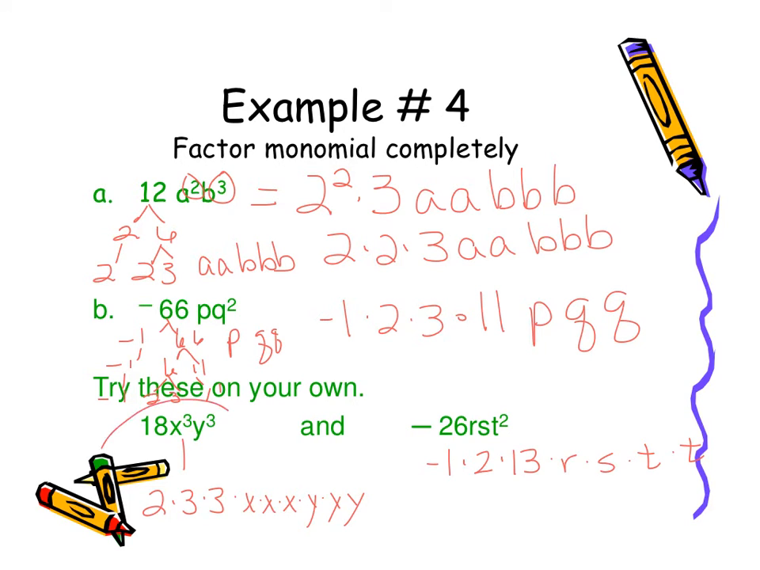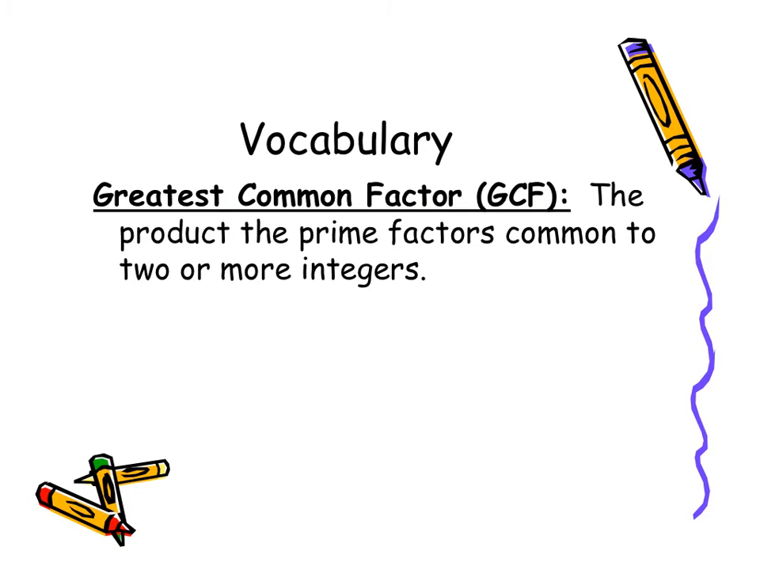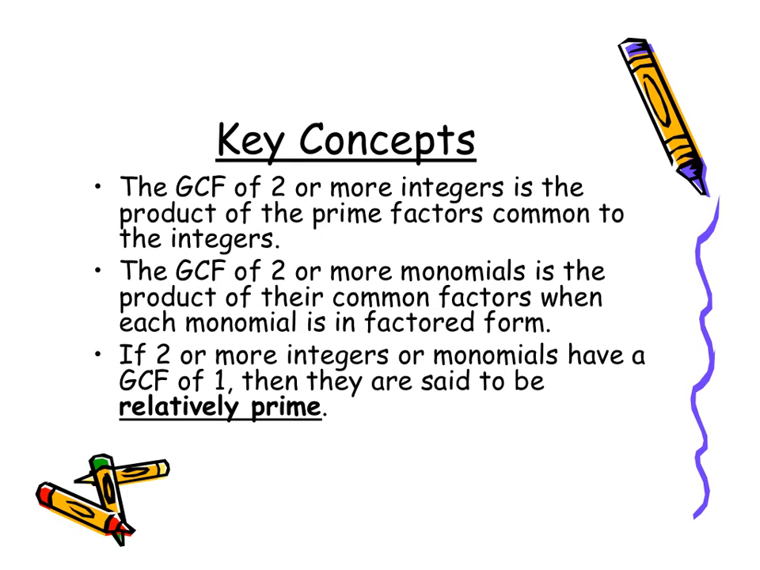Alright, here is my prime factorization of 18x cubed y cubed, and here's my prime factorization of negative 26rt squared. Alright, another bit of vocabulary, the greatest common factor. The greatest common factor is the product of prime factors common to 2 or more integers. Alright, here's some key concepts. A GCF of 2 or more integers is the product of the prime factors common to both integers.